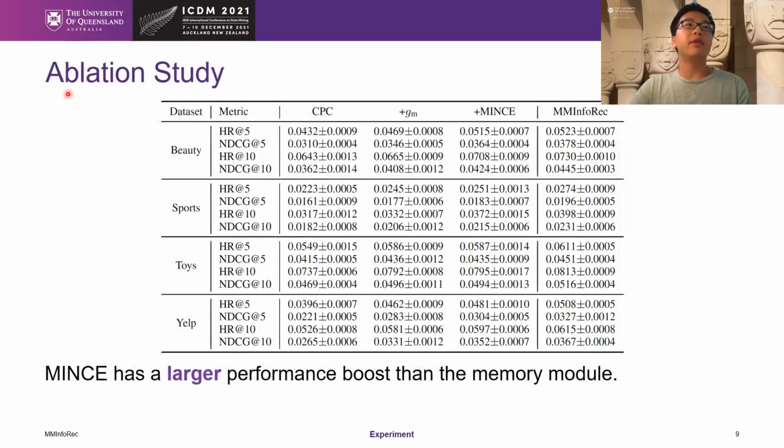If we look into the ablation study of MMInfoRec, for example, CPC in this column serves as the base model. If we add the memory module, we can see that it brings a small improvement in performance. When we add the multi-instance NCE to the base model, we can see that the improvement is even larger. When we combine our 2 modules together to get the complete model of MMInfoRec, we can see that the performance is the best compared with all of them.